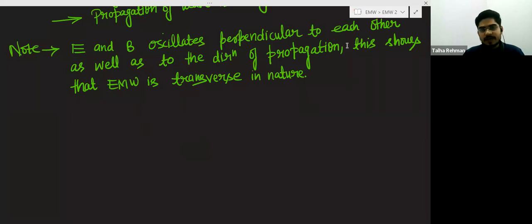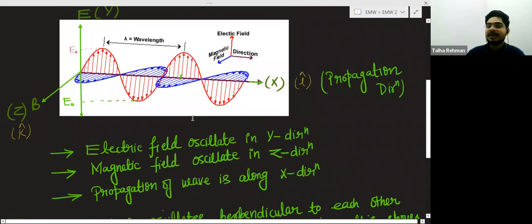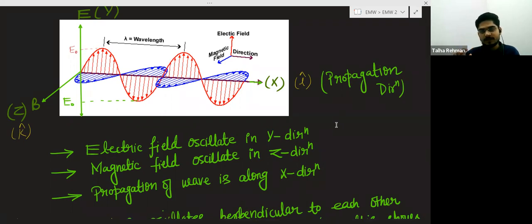Very simple relation. And now I want to tell you light is an electromagnetic wave. So if I am saying the speed of light in air, vacuum or free space, it means the speed of electromagnetic wave in air, vacuum or space, and that will be 3 into 10 to the power 8 meter per second.